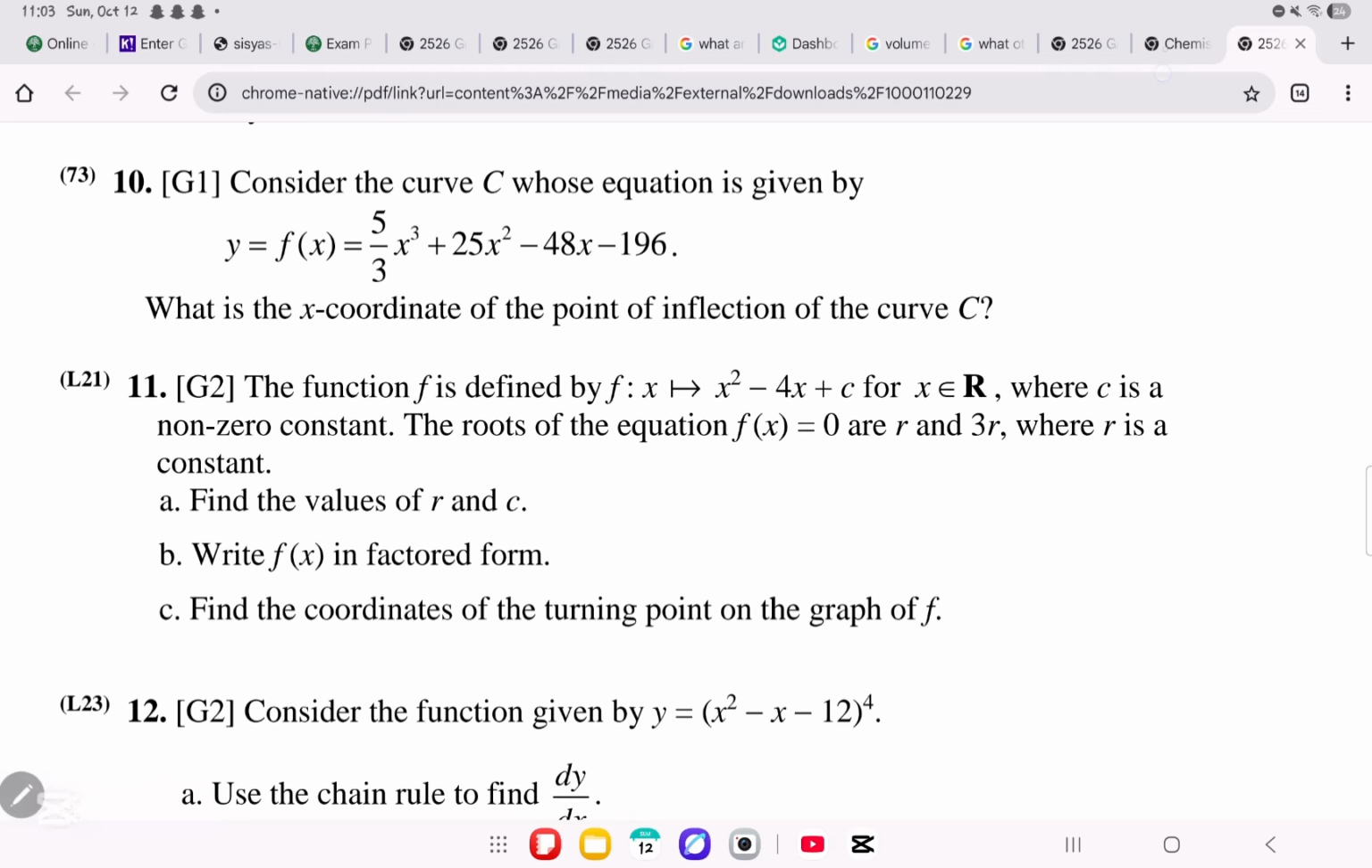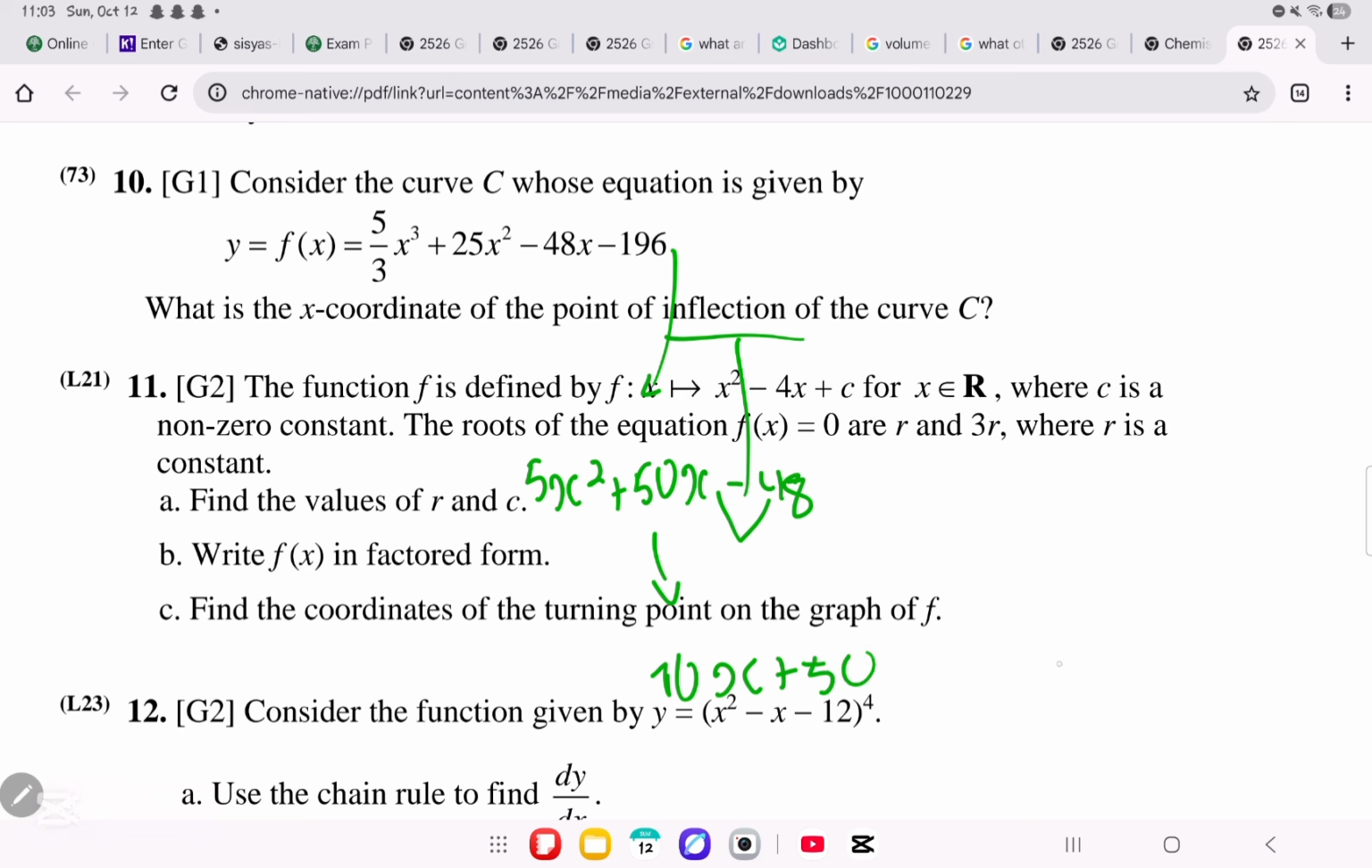Okay. They want the point of inflection. How do you find the point of inflection? You need to do the double derivative. So the first derivative is going to be 5x squared plus 50x minus 48. The second derivative is going to be 10x plus 50. That means x is going to be equal to minus 5. So this is the point of inflection.